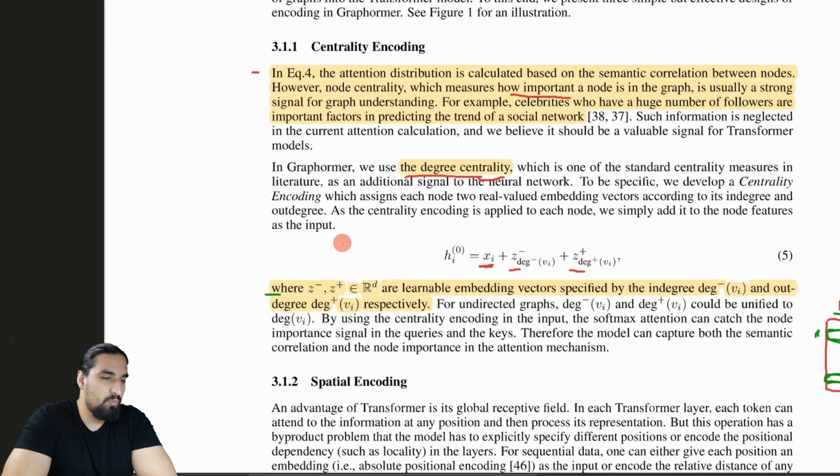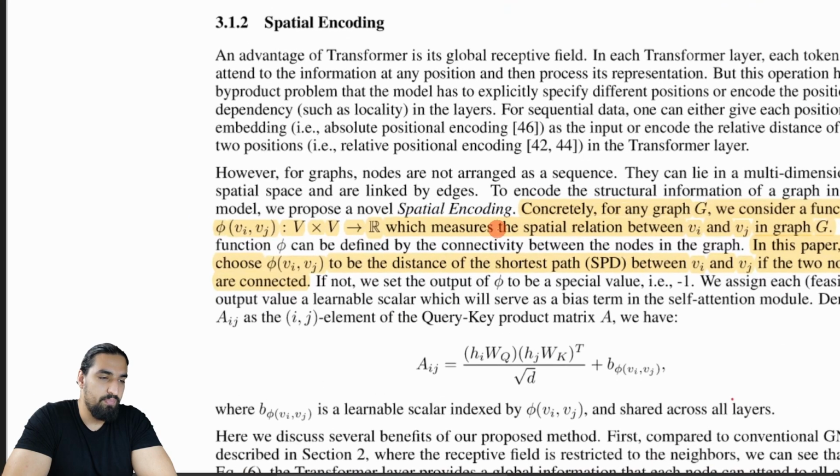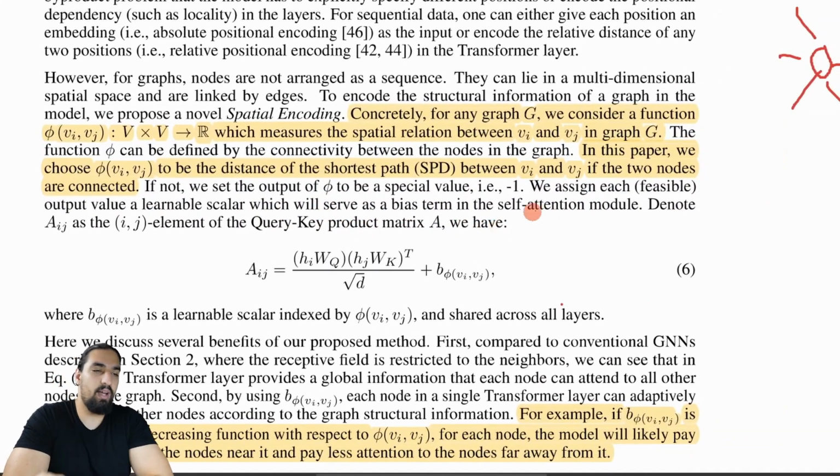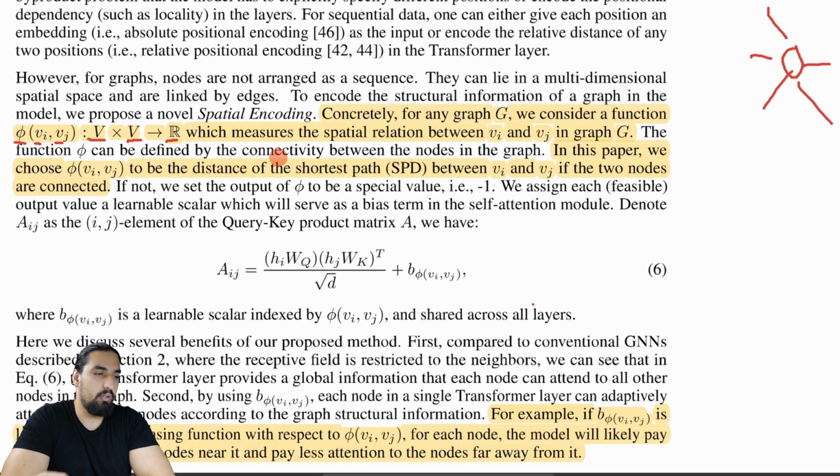So the second thing, which is really important, is this spatial encoding. And they say here, concretely for any graph G, we consider a function phi between Vi and Vj. So we have node space, just a Cartesian product, and we map that into a real number, which measures the spatial relation between Vi and Vj in graph G. So this is very abstract. Let's make it a bit more concrete.